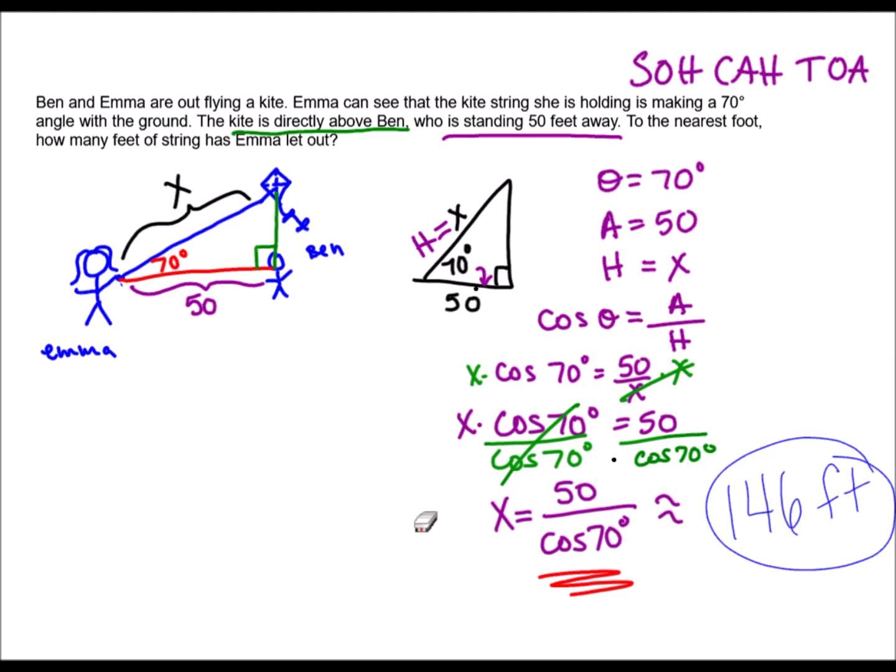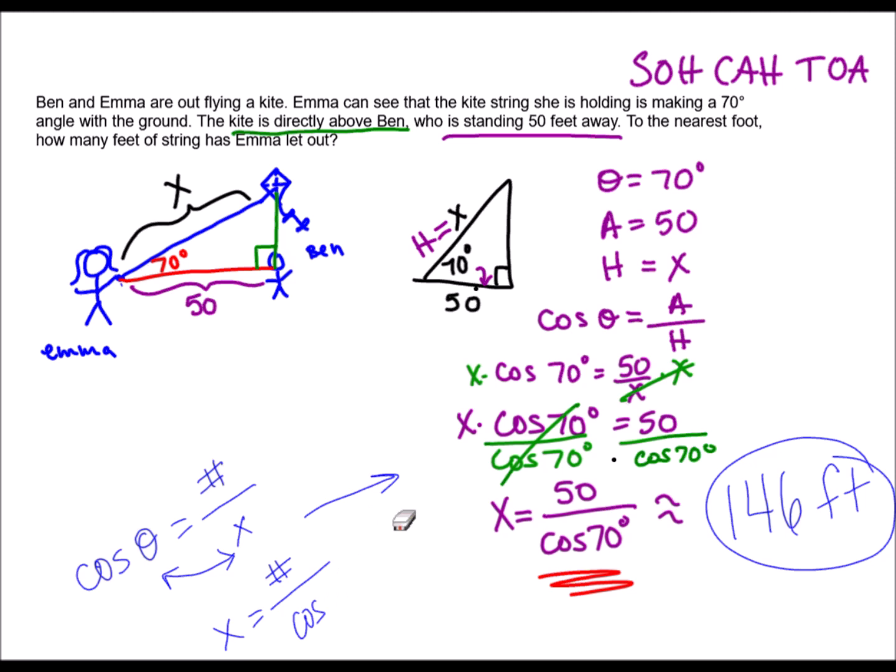Just a note right here, remember I showed you a shortcut. When the variable is in the denominator, like we had cosine of something equals a number over x, then to solve for x, these guys swap places. So x equals the number divided by the cosine of whatever the angle is. Normally when the x is in the top, then it's the number times the trig function. Too many words, but there's the answer to that one.